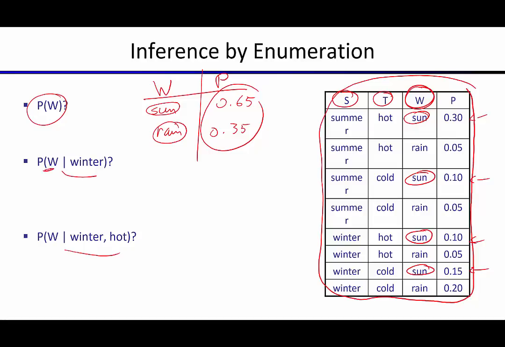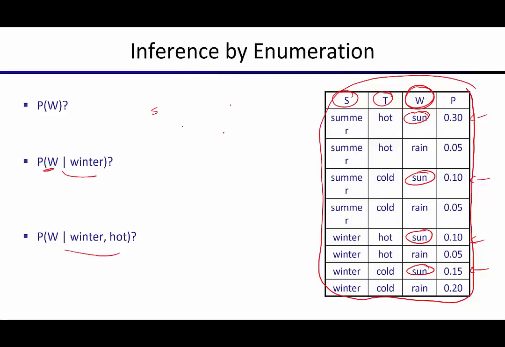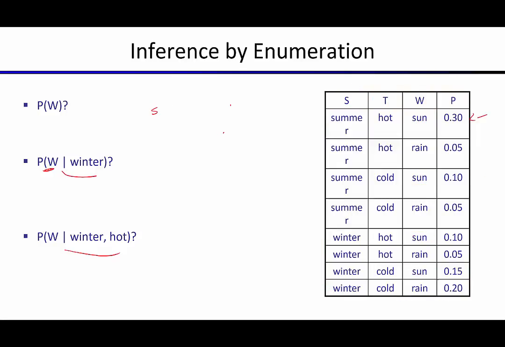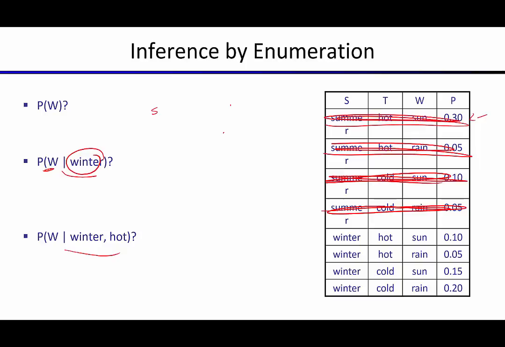Probability for weather given winter. And once again, do this procedurally. So weather given winter. This is our evidence. Season equals winter. We get rid of everything else that's not consistent with that. So let's get rid of these. Left with this part of the table over here. That was step one. Step two is that we're going to now sum over the hidden variables. So which are the hidden variables?